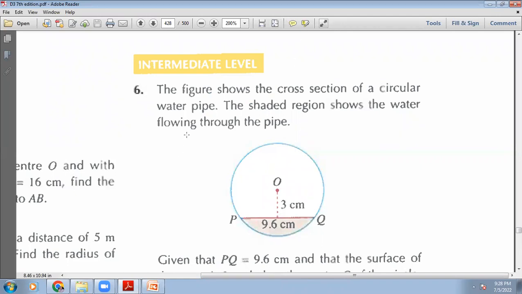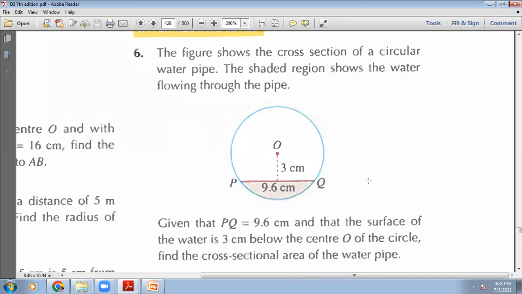Given that PQ is 9.6 centimeters, this chord is 9.6 centimeters, and that the surface of the water is 3 centimeters below the center O of the circle. So the distance of this chord from the center of this circular pipe is 3 centimeters. So this dimension is 3. The length of the chord is 9.6. Because this is perpendicular, it will be divided into 2 equal parts. So this will be the perpendicular bisector of the chord. So it will be 4.8 and this portion will also be 4.8.